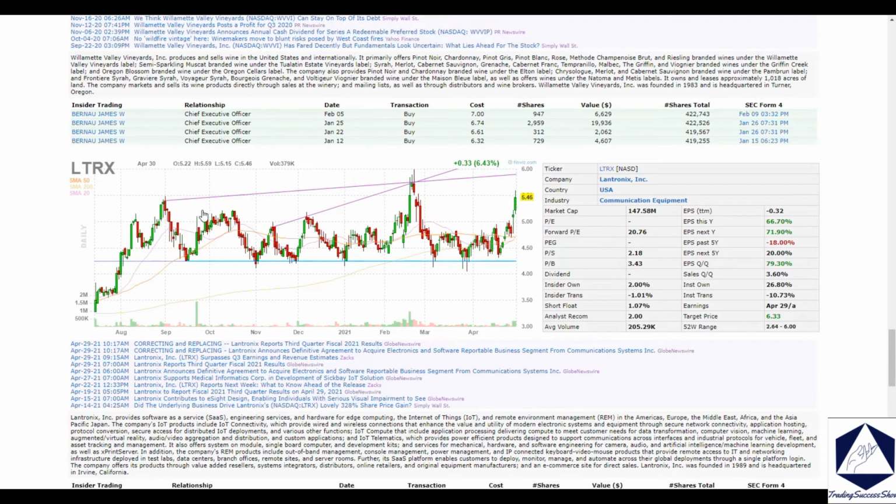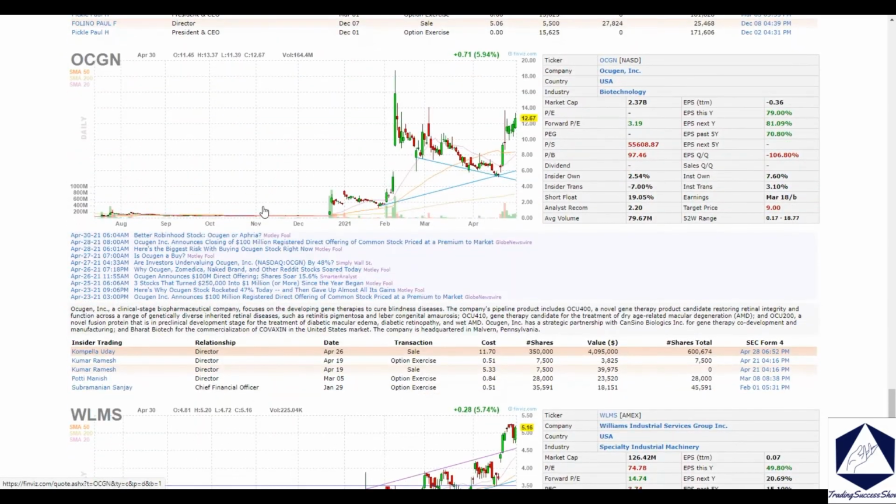LTRX, this one is also testing the resistance area here, which is this spot right here. So keep an eye on that. This one is already extended. OCGN is already extended too, so I'd rather wait for a pullback to the $11 area on OCGN.